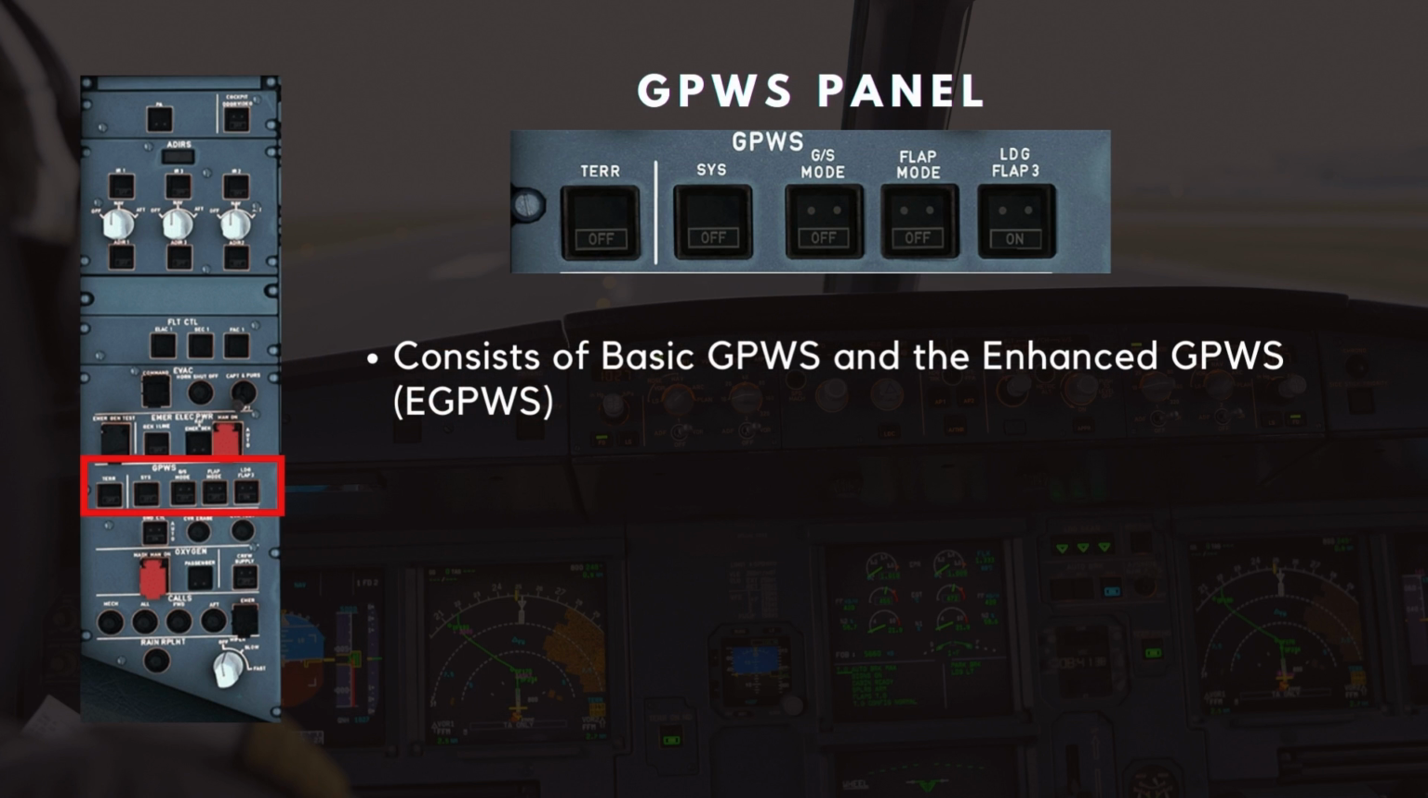The first section is the Ground Proximity Warning System panel. There are two systems controlled by this panel, the basic GPWS and the enhanced GPWS, known as eGPWS. In another video, we will go over the GPWS system in detail. This tutorial will simply cover the functions of the GPWS push buttons.